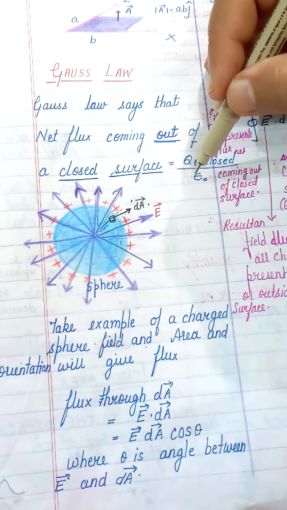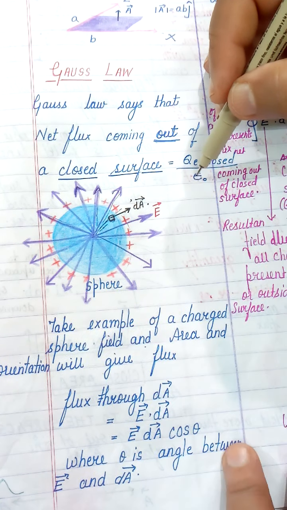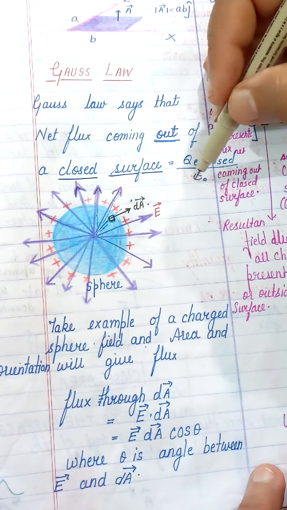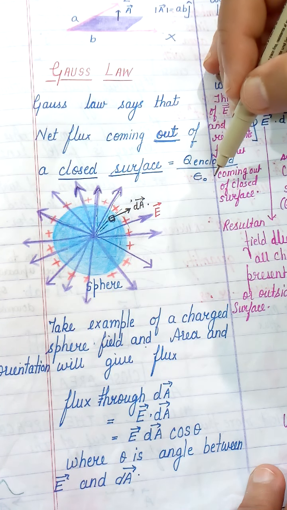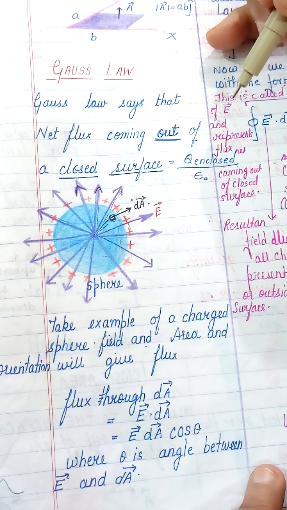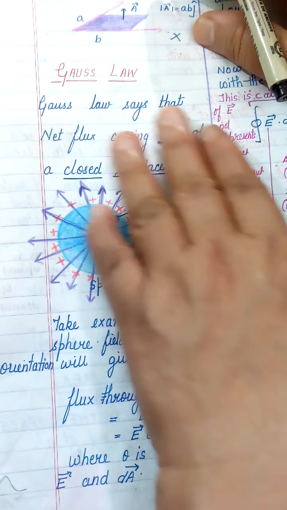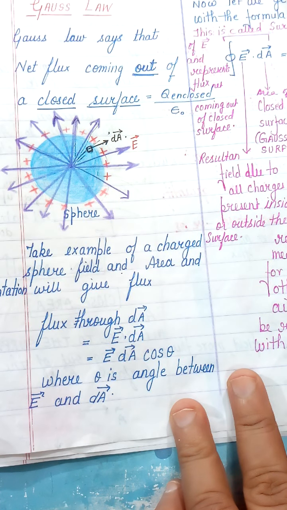Epsilon naught represents the medium. If the medium is air or vacuum, then epsilon naught. But if the medium is anything else other than air or vacuum, then this will become epsilon naught K, where K is relative permittivity. So, flux coming out of a closed surface. See how we write it in mathematical form.